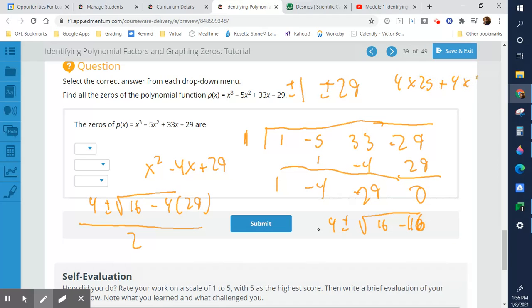10i, because the square root of 100 is 10, and the square root of -1 is i. Divide this by 2, so we divide the 4 by 2 and get 2, and plus or minus 10 divided by 2 is 5, so it's 2 plus 5i, and then we're going to get 2 minus i.